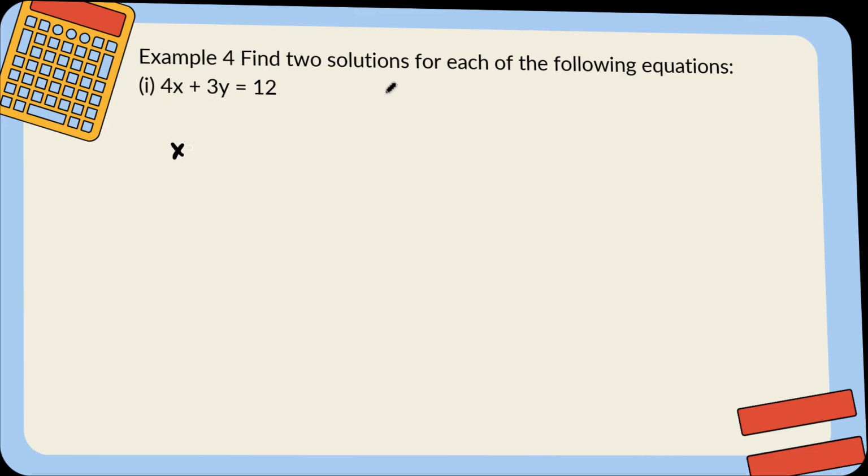If you put x is equal to 0, what would happen? 3y is equal to 12. Y is equal to 12 by 3. Your answer will become 4 because 4x will become 0, right? So 3y is equal to 12, y is equal to 12 by 3, which is 4.